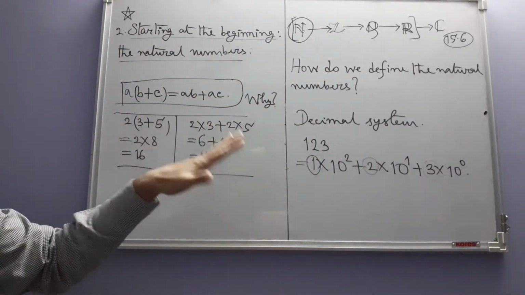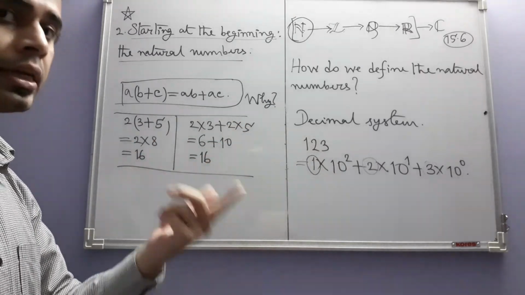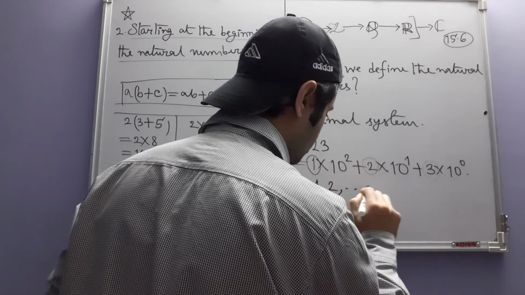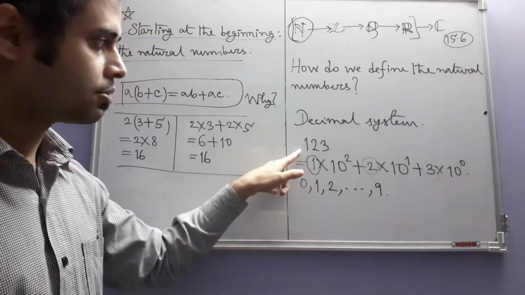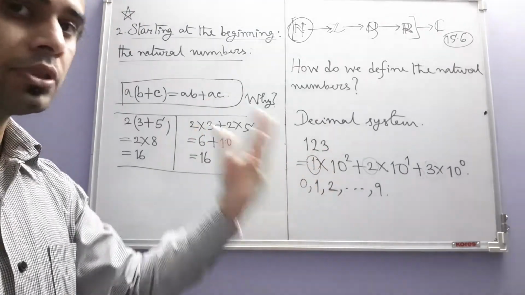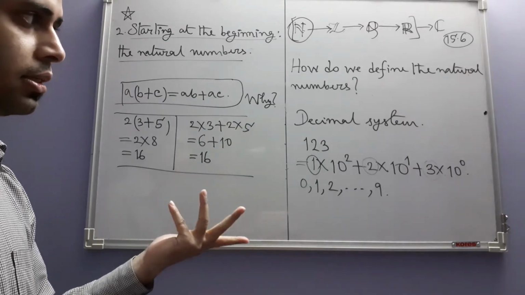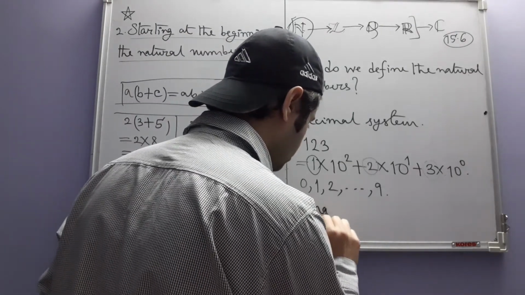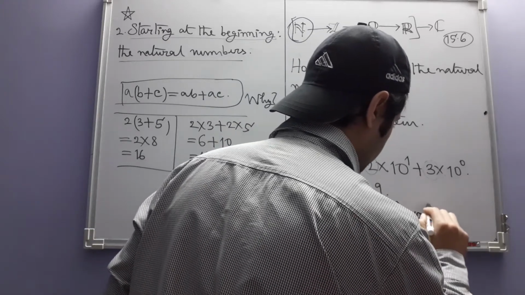Okay. In decimal system, the base is 10 and there are 10 characters or 10 symbols. These are the 10 symbols from 0 to 9. We can use these symbols to write a number in decimal system. This is the decimal representation of the number 123. There are other number systems also. In fact, you may already know about them. For example, binary, octal, hexadecimal.